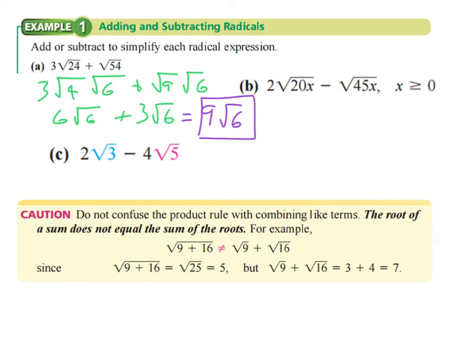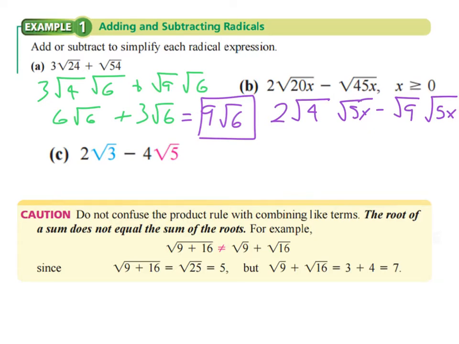Now example B here. We've got 2 times the square root of 20x minus the square root of 45x. They do tell us to not worry and consider that x is going to be positive, so not worrying about whether x is positive or negative. The 20 would split up and reduce down as a 4, and then a 5x is what we can't square root. That works out well because we get a square root of 9 and a 5x. So again, being able to reduce these down is very important, seeing how to split those up into what can be square rooted and what cannot be.